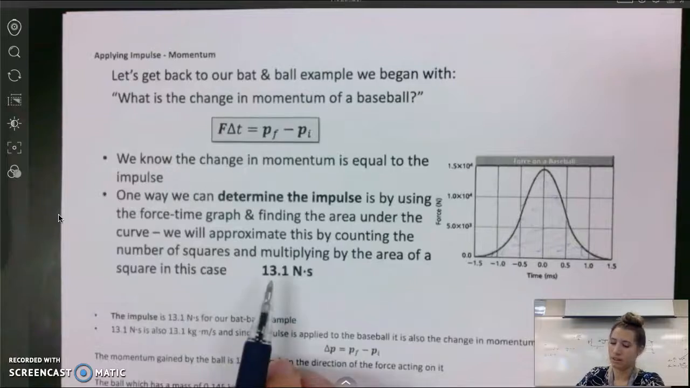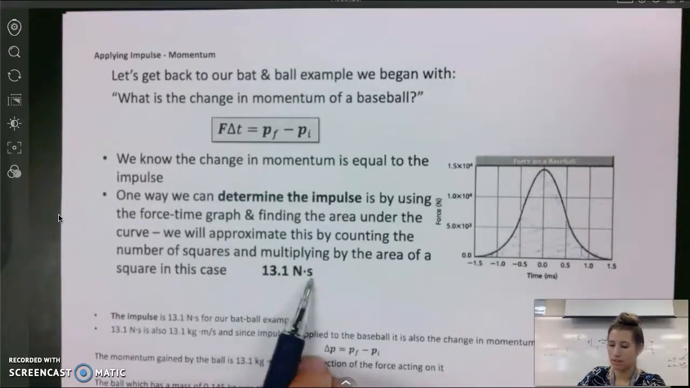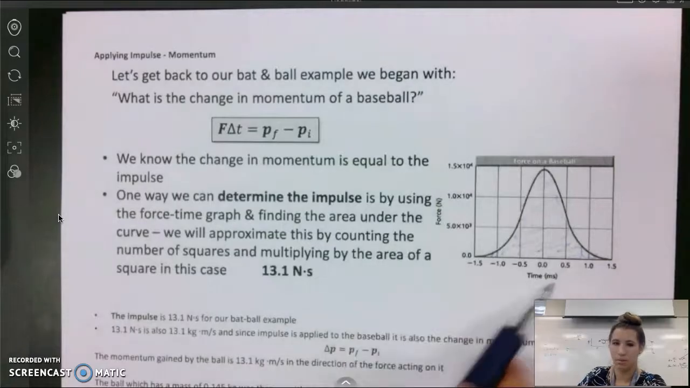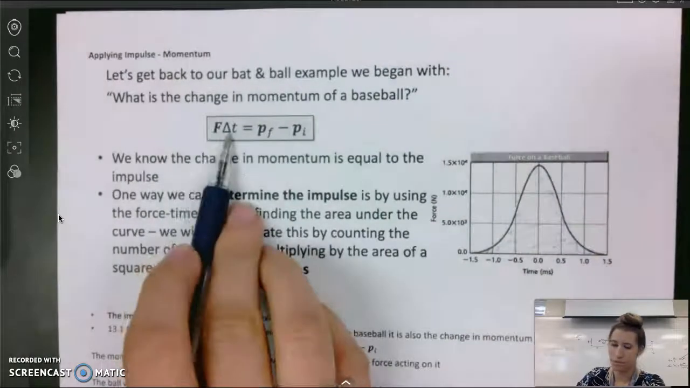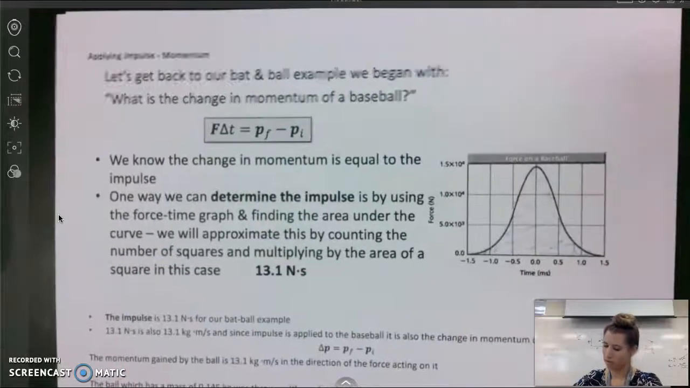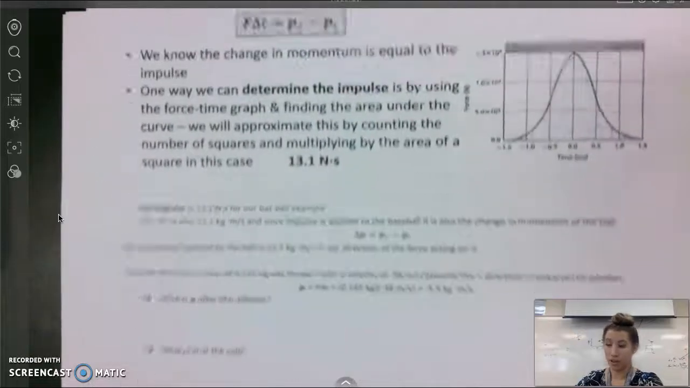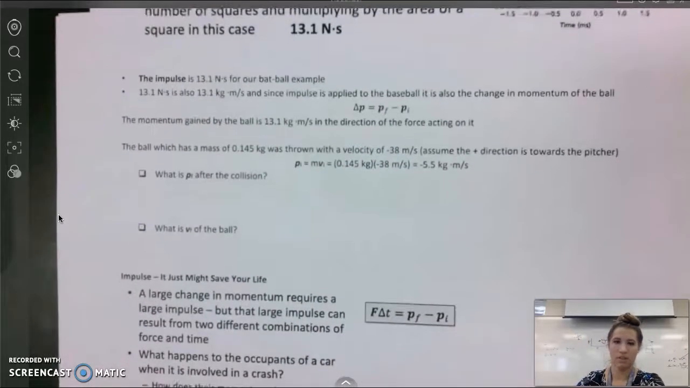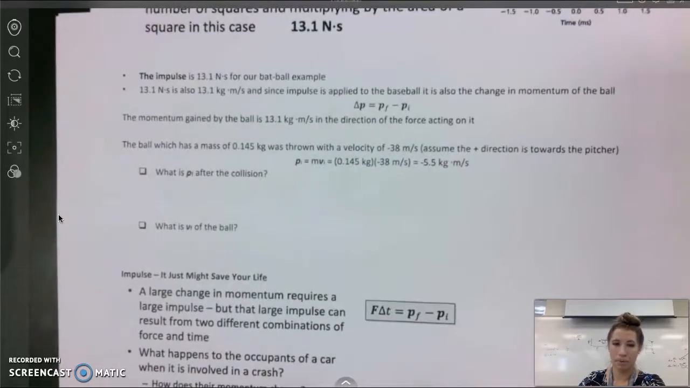And so by using that method and counting and estimating the best we can, from this situation, we can say that the impulse was 13.1 Newton seconds, right? Because it's force multiplied by time. Okay, so we're going to use that in this example. So we know that the impulse is equal to 13.1.